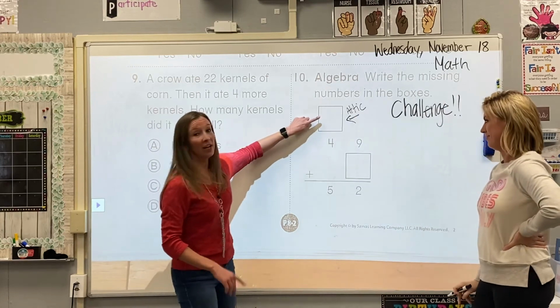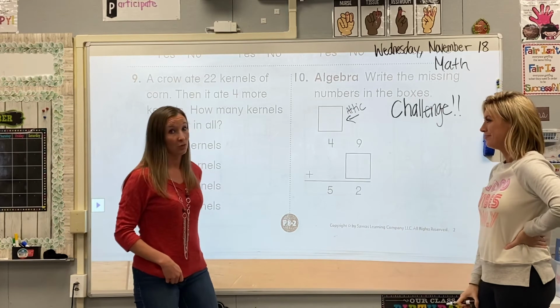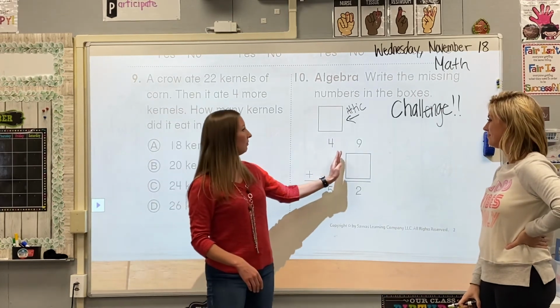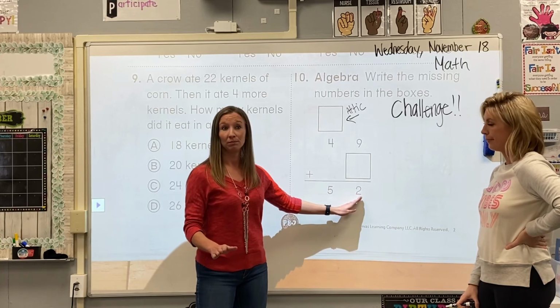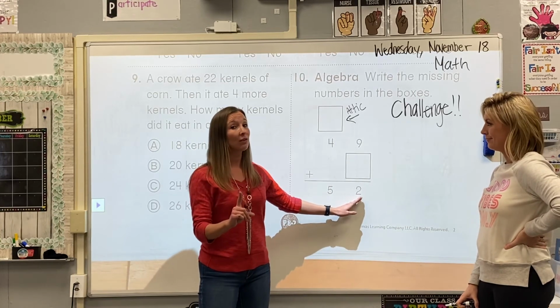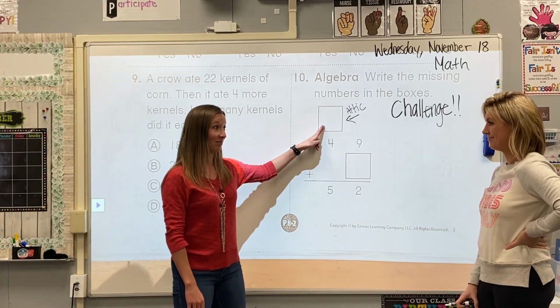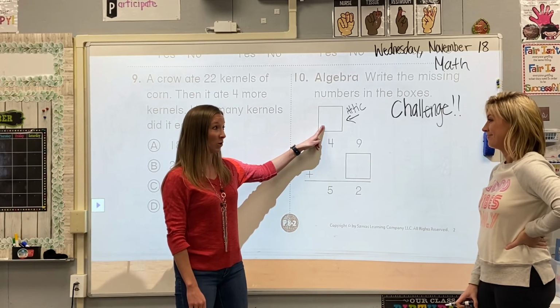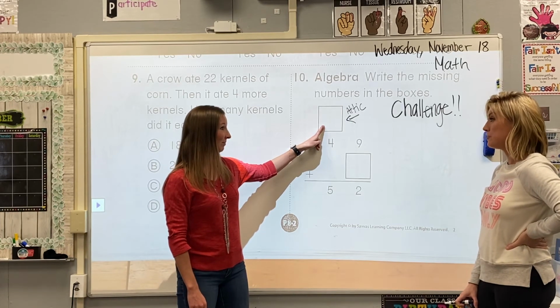Hint number 1, this is the attic. This is not the attic. Hint number 2, there is no number that when you add it to 9, you will get a 2. I will give you another hint. You will need to put something in the attic. Should I give them one more hint? The answer to that will have a 2 in the ones place.